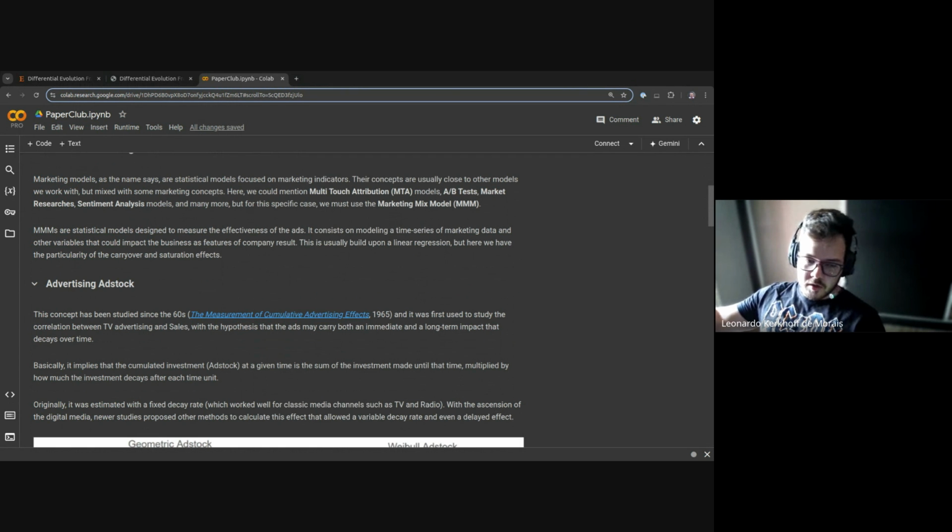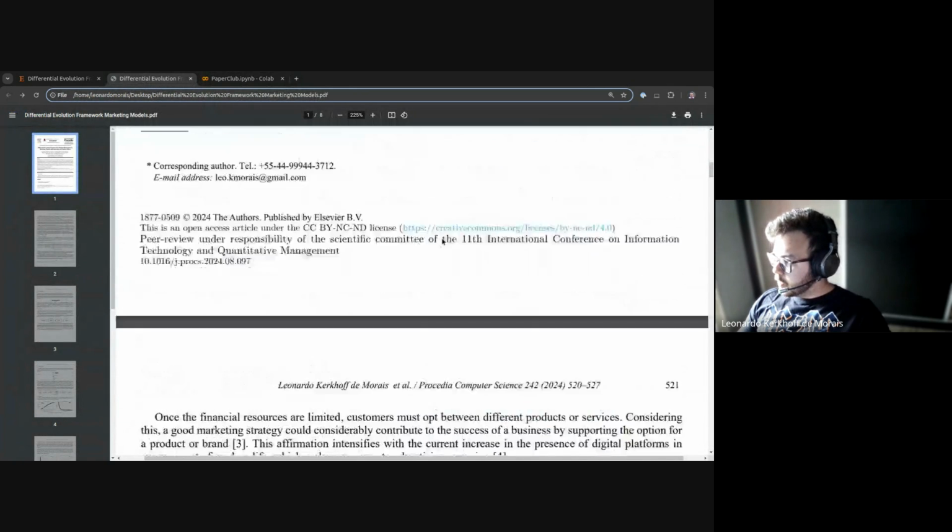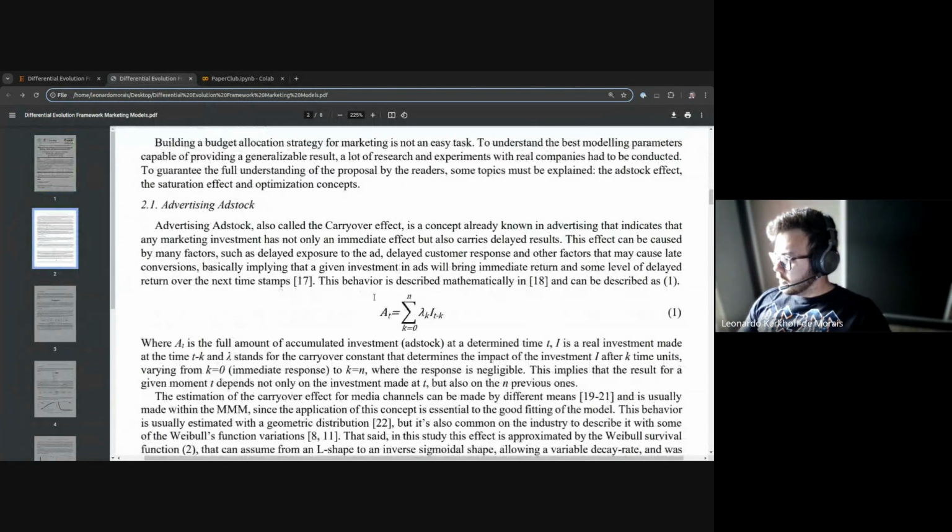That's why the advertising carryover. And so basically, at any given time, the accumulated investment that we would have would be the effect of that immediate investment plus the residuals of the investments we made before that. So it's all changed. Mathematically, let me get back to the paper, we could express this with this little function here.